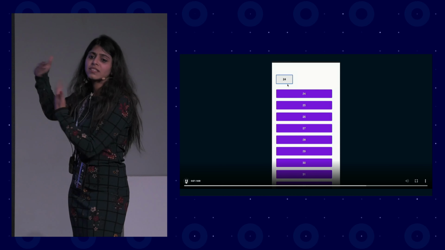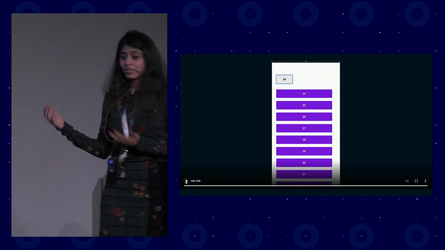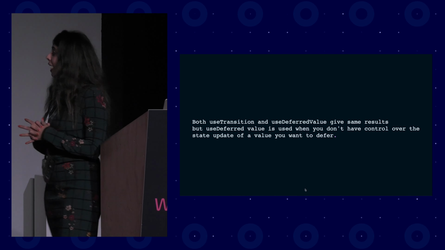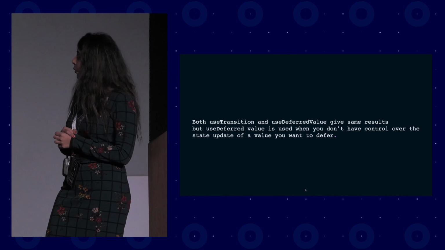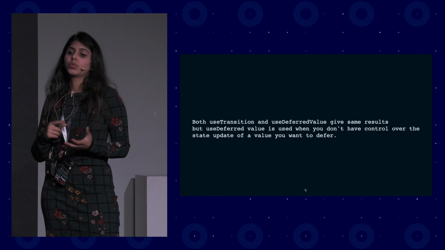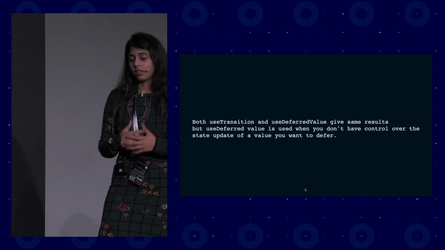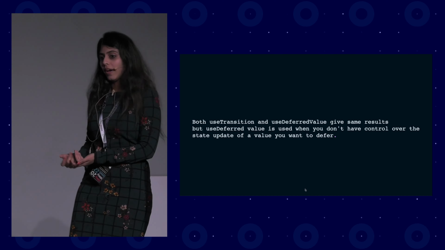So now when we are clicking, the button is very responsive. It's instantly updating, but the list is lagging behind. We show the opacity, the blurred look, and then it gets updated, which is OK, but the button is not stuck. Both useTransition and useDeferredValue give you the same results, but useDeferredValue is used when you don't have control over the state updates, when you cannot use transition there. This is generally how we use it, and it's what the React team recommends.